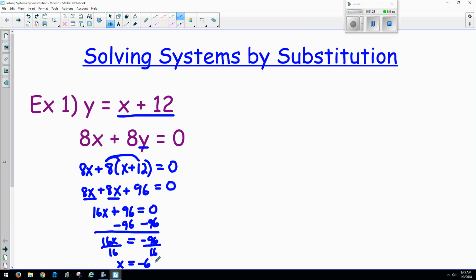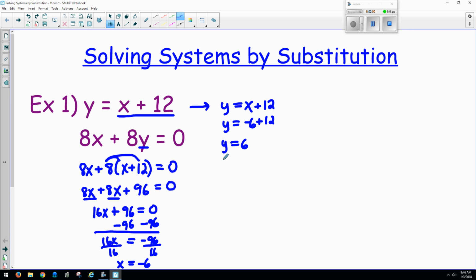Now notice that's just half of the solution. So remember, our goal is to find an ordered pair, both an x value and a y value. So now that we found the x value, we can just go ahead and use this first equation. I'm just going to rewrite it, and you should get in the habit of rewriting it before you substitute to find the other value. And I'm going to substitute the negative 6 for x. So I have y equals negative 6 plus 12. So our y value is a positive 6.